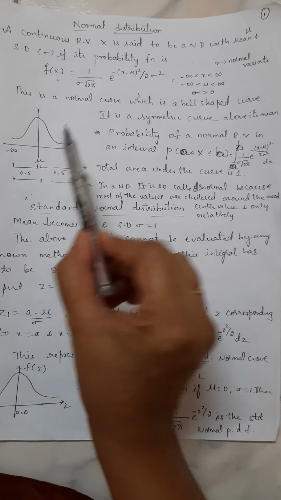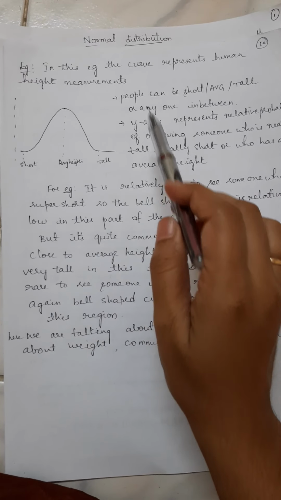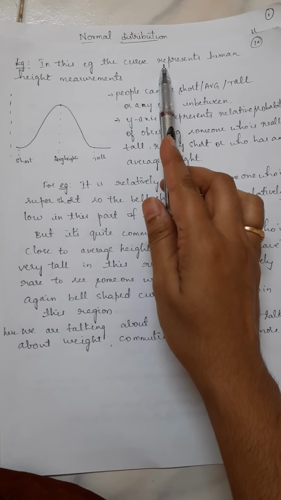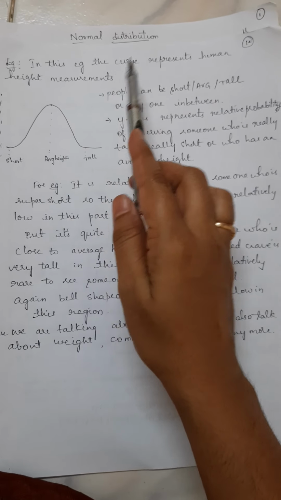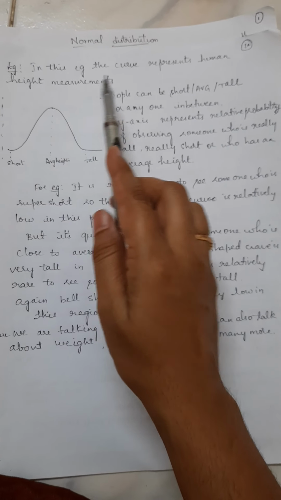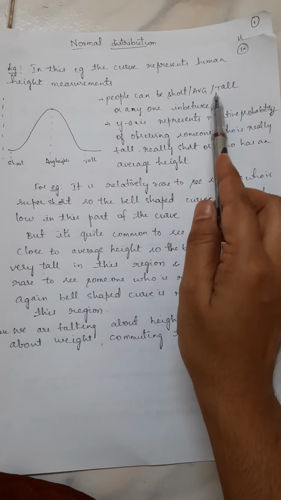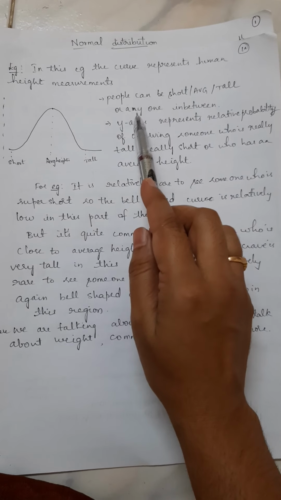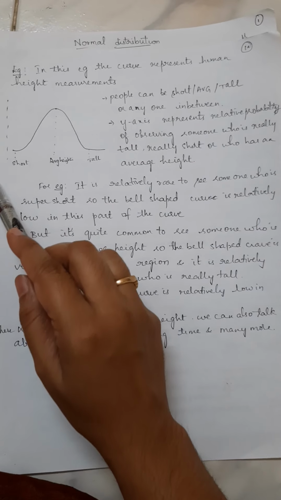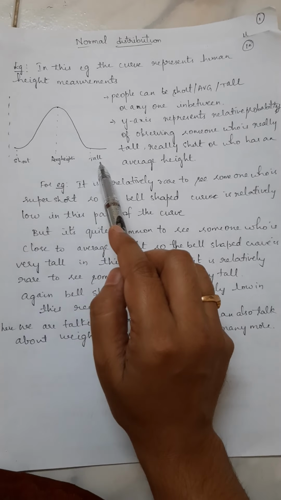Let me explain this normal distribution using an example. Here, I have taken one example to explain the normal distribution. In this example, the curve represents human height measurements. People can be short, average, or tall, or anyone in between. So, I have taken the bell-shaped curve. Here, short, average height, and tall.